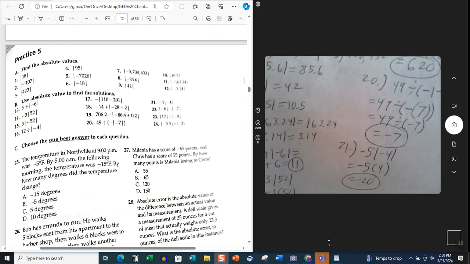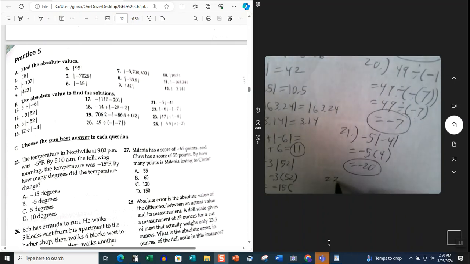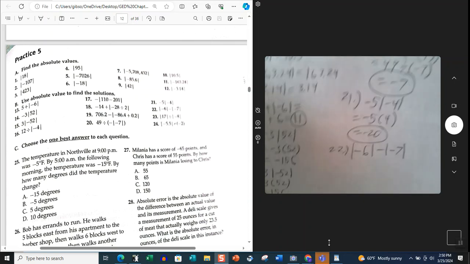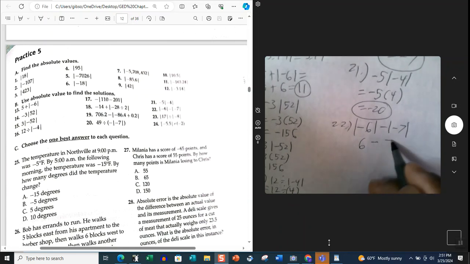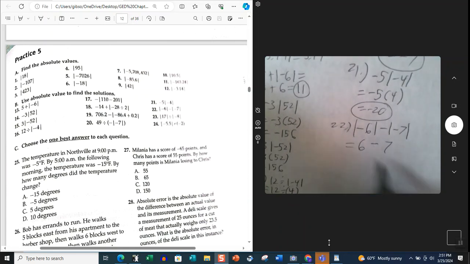All right, 22, we have the absolute value of negative 6 minus the absolute value of negative 7. The absolute value of negative 6 is 6, minus the absolute value of negative 7, which is 7. 6 minus 7 is negative 1.